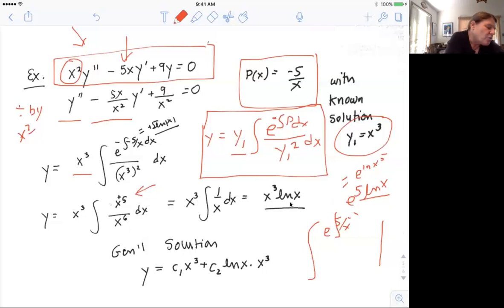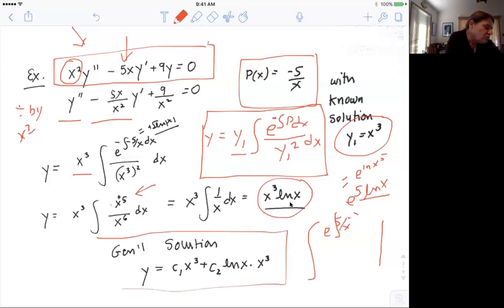That's the other solution. So it was plug and chug, guys. I identified p. I was careful with my integration. I put in my known solution. That's what I get. That being said, then we've got two solutions. We've got the x cubed and we've got the x cubed log x.